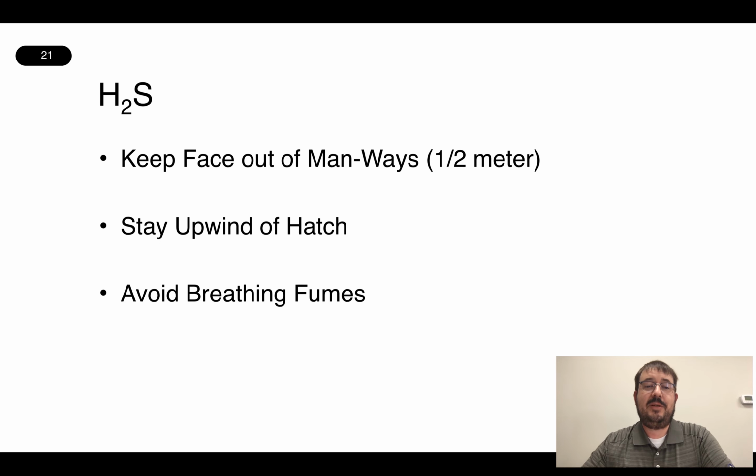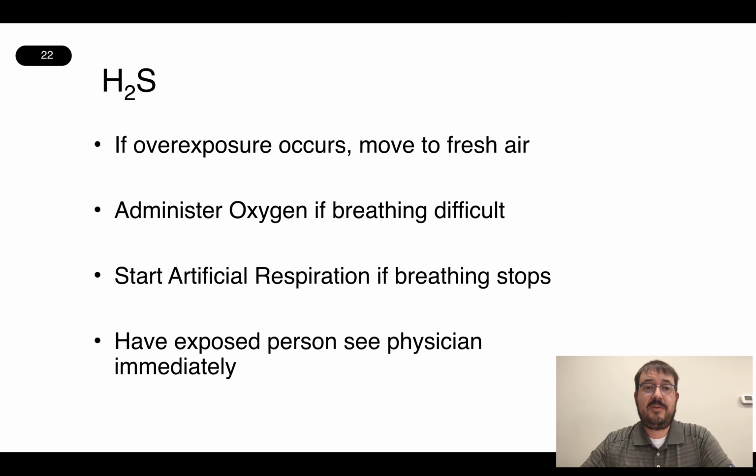Always stay upwind of the hatch and try to avoid breathing fumes. If overexposure does occur, immediately move to fresh air. Administer oxygen if breathing becomes difficult, and start CPR if breathing stops. It is also critical to have exposed persons see a physician immediately.